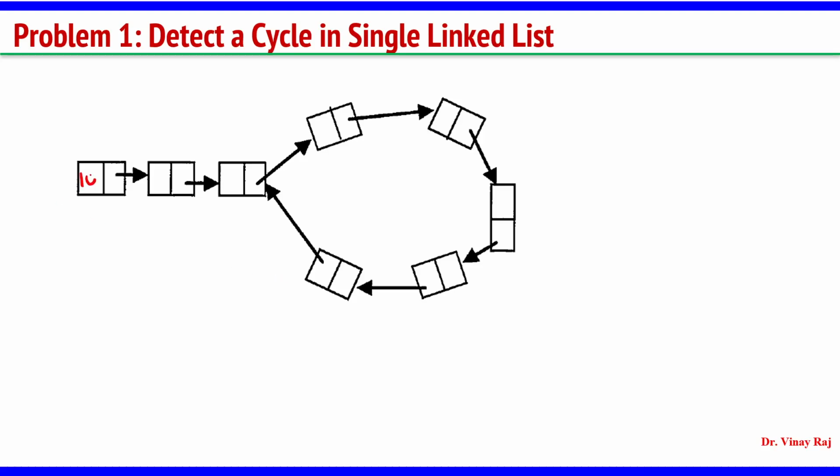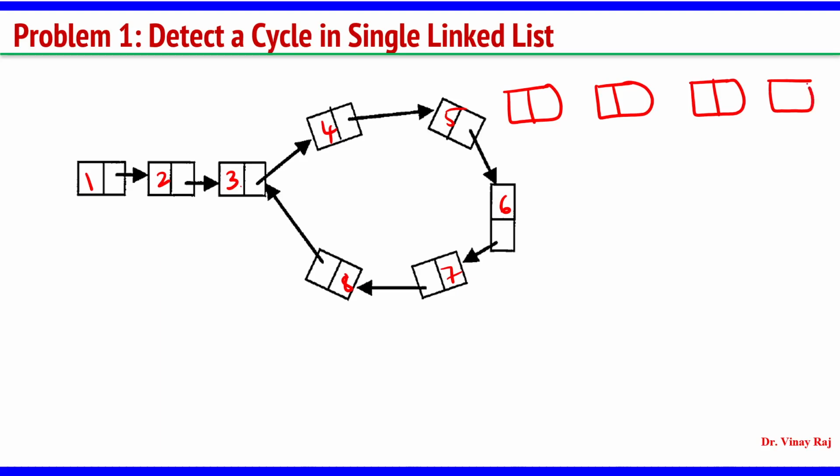Let's say I have some numbers here: 1, 2, 3, 4, 5, 6, 7, 8. So this is the list I have with me. Now we have to detect whether there is a cycle or not. So generally, how do we traverse a single linked list? If there are no loops, the address of the last element will be null, and we have only one pointer here.